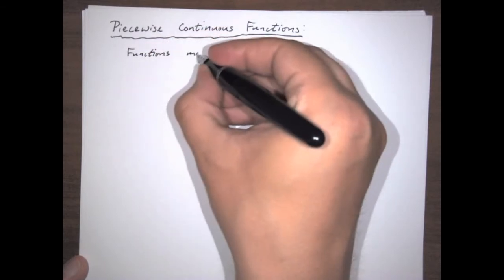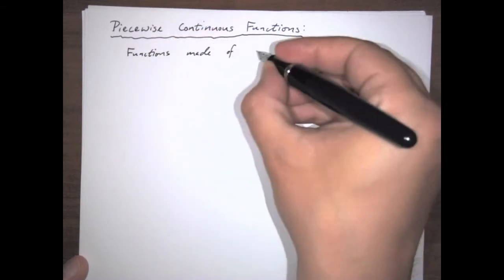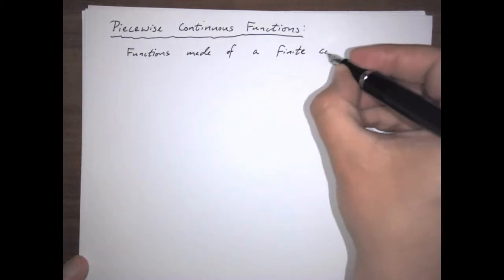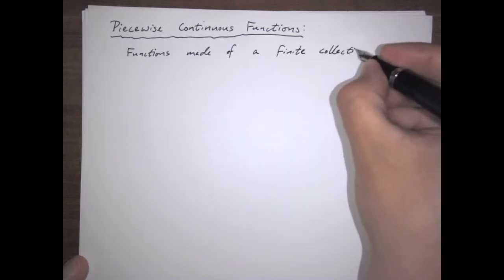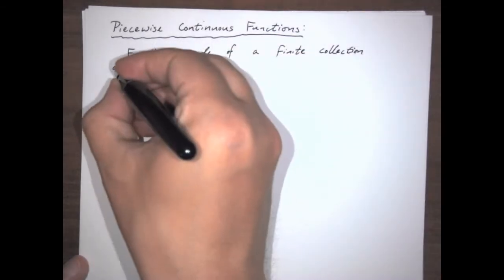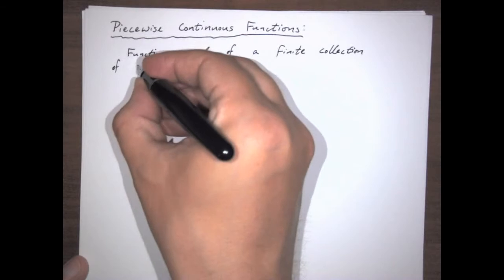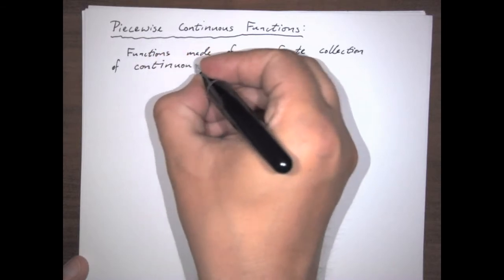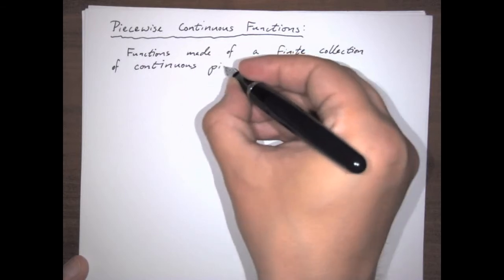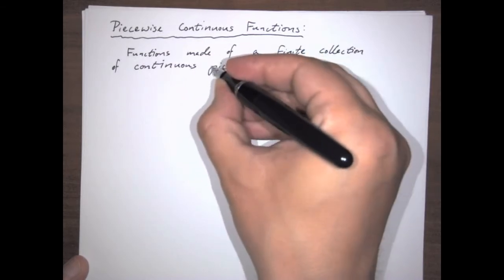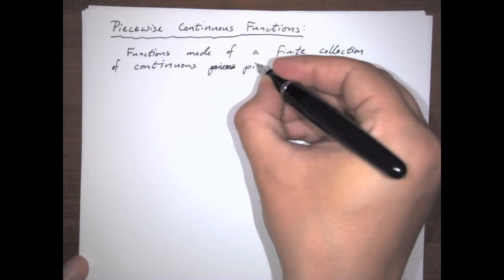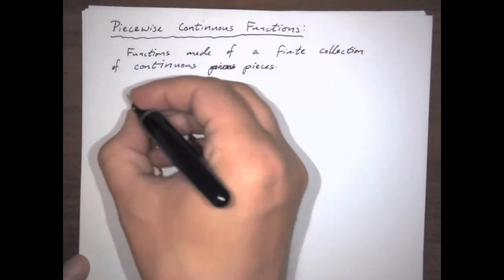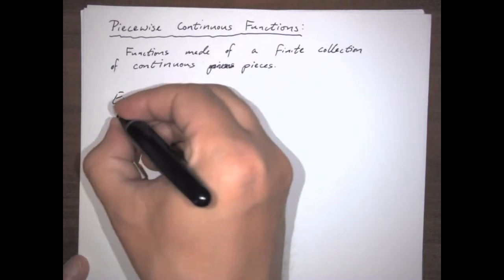So these are functions made of a finite collection of, let's say, continuous pieces. So an example of this would be what is called the unit step function.